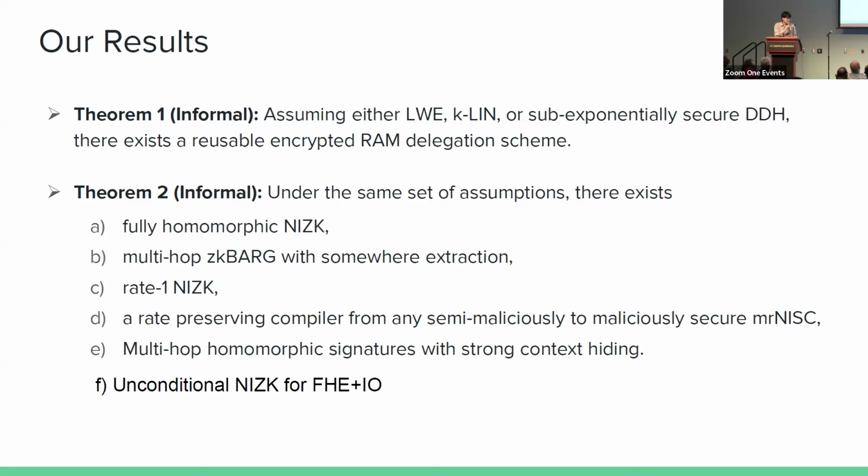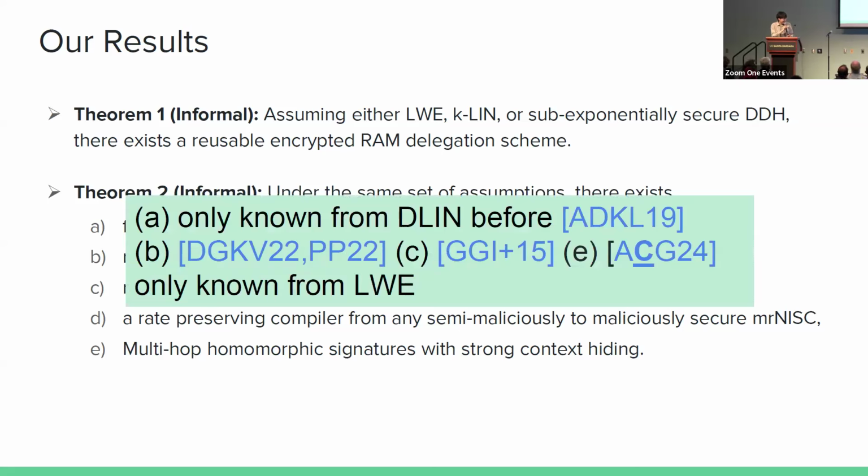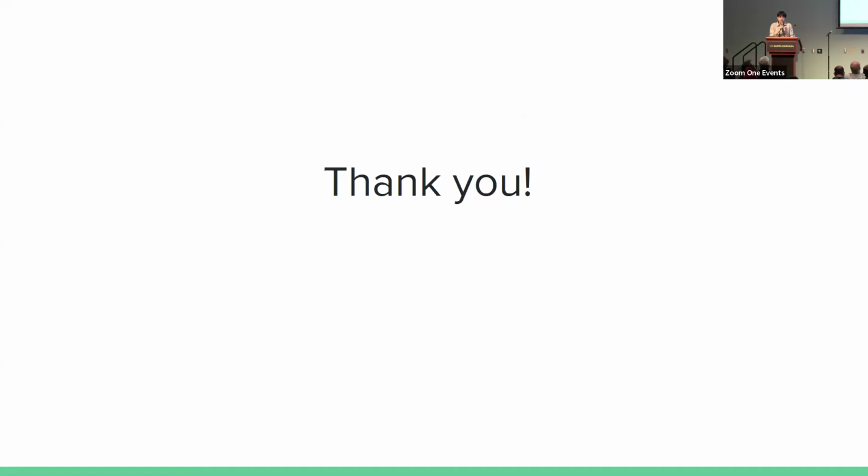And no, this is not what we have. Sorry about that. We know that this result is remarkable since A is only known from dealing before. B, C, and E are only known from learning with errors before our work. Okay. And thank you. That is all.